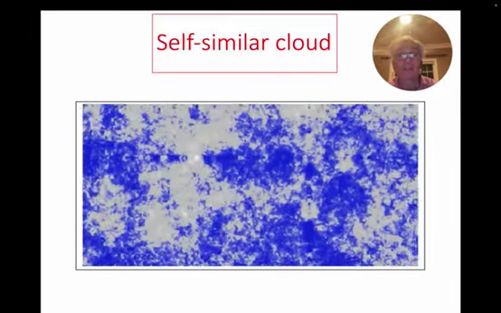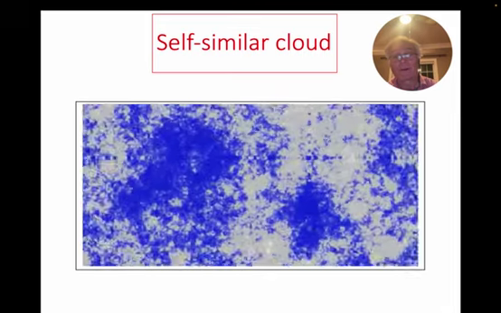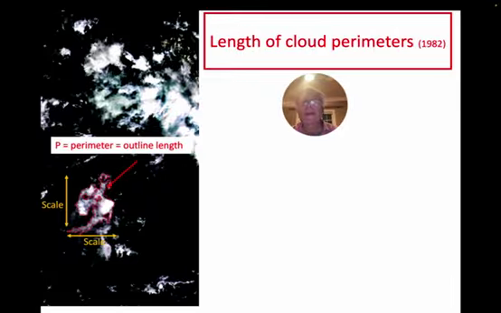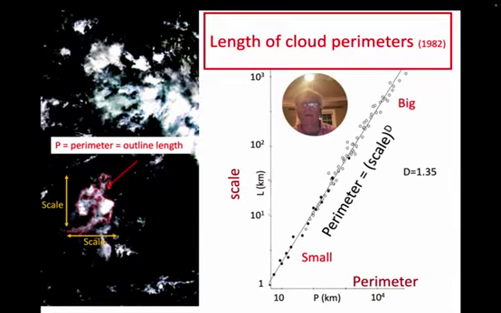Are real clouds scaling or scale-bound? Are big and small clouds or other atmospheric structures fundamentally the same, or are they different? There are many ways to answer this. In my thesis, I took images like this one and traced the cloud outline, including the holes inside, to measure the total length of the cloud's perimeter. I then plotted the perimeter length against the scale, estimated by the cloud diameter.